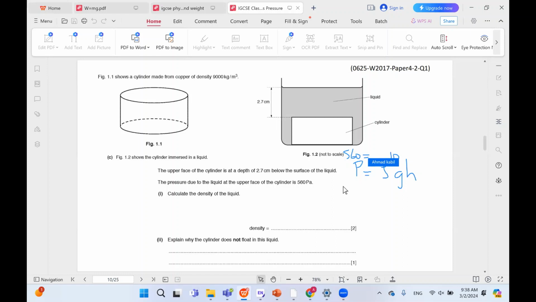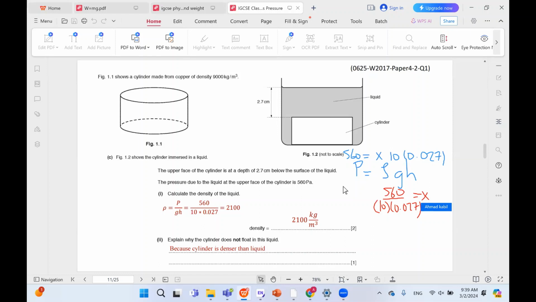We want to find the density, so let's write X here. And the height, of course, is 2.7 divided by 100. So we can write it as 0.027. And then, using simple mathematics, we can find X by transferring everything to the other side. So X will equal 560 divided by 10 times 0.027. And if we calculate that, we find it equal to 2,100 kilograms per meter cubed.